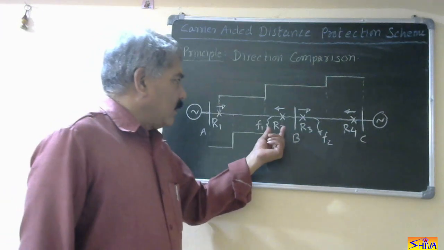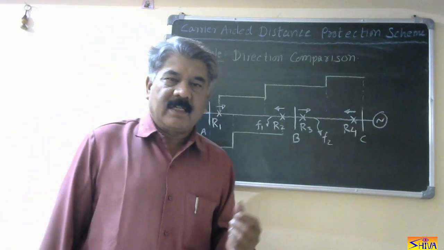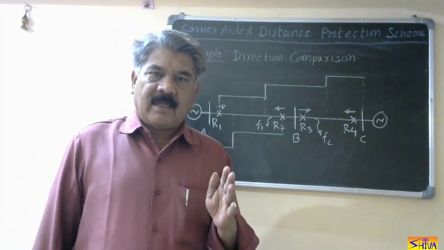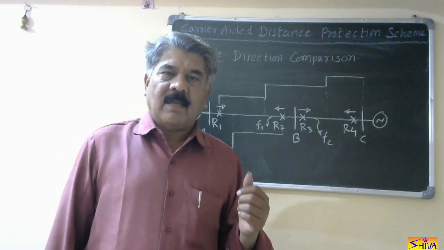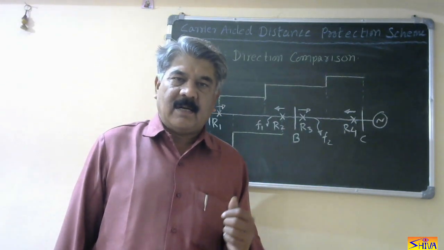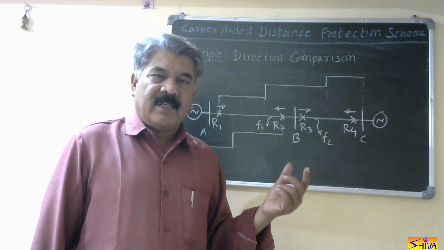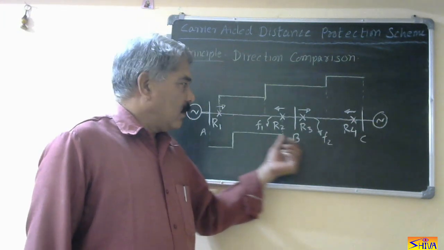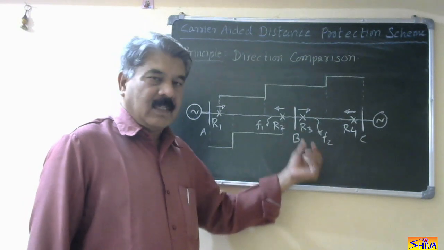Now in case of this carrier added distance protection scheme, the local end relay sends a carrier signal to the remote end relay so as to cause simultaneous tripping of the circuit breakers at both ends. Now, how will this local end relay differentiate whether it is an internal fault or an external fault? The internal fault is F1 for R2 and F2 is the external fault.